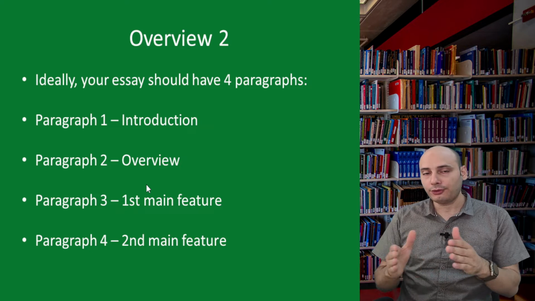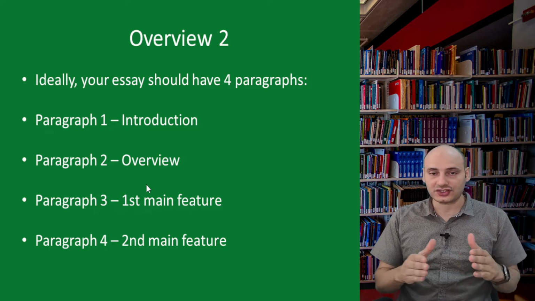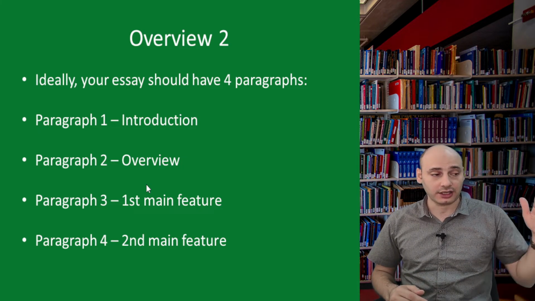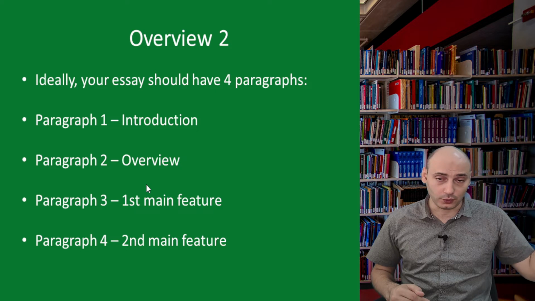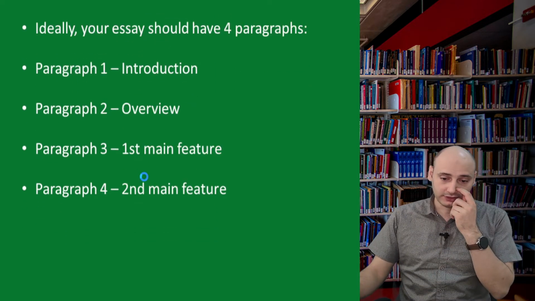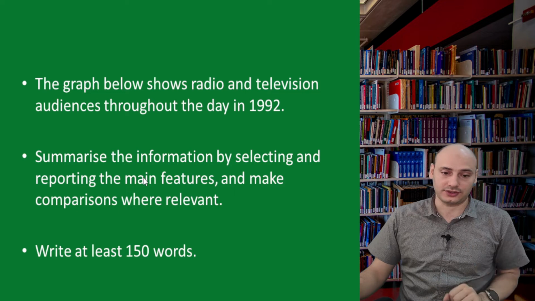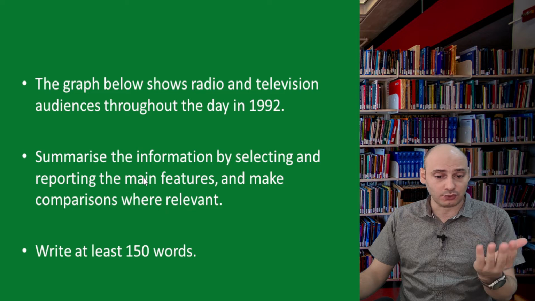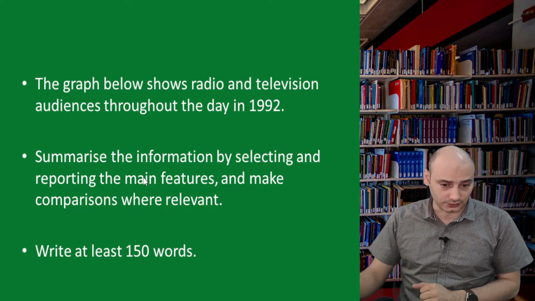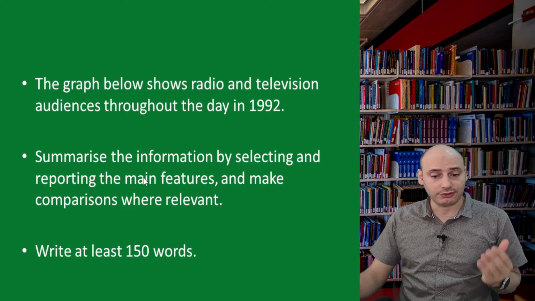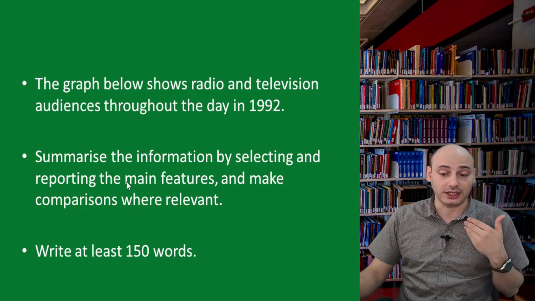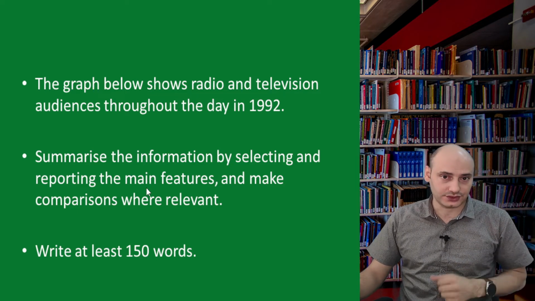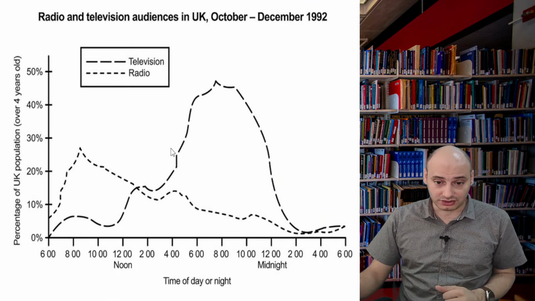Now we're going to go through the steps, but first let's have a look at one example question, and then we're going to move on to analyzing the question and going over these steps. Let's have a look at the exam question first. The exam is going to be just like this. The graph below shows radio and television audiences through the day in 1992. Summarize the information by selecting and reporting the main features and make comparisons where relevant. Write at least 150 words. And then you're going to be given a line graph like this.